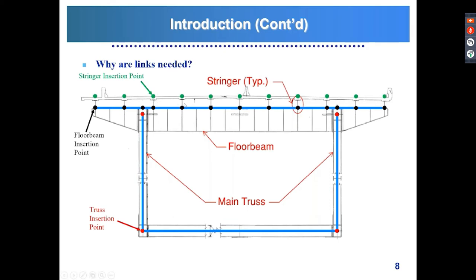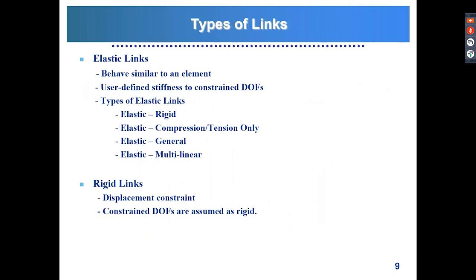This being the insertion point of the stringer girders, the insertion point of the floor beams, and then your main truss element. Again, at this point, we have to tell the software that all of these elements are interconnected. That, again, is done with links. So now that we have a better understanding of where we apply links, why do we need them? We can jump into the types of links.